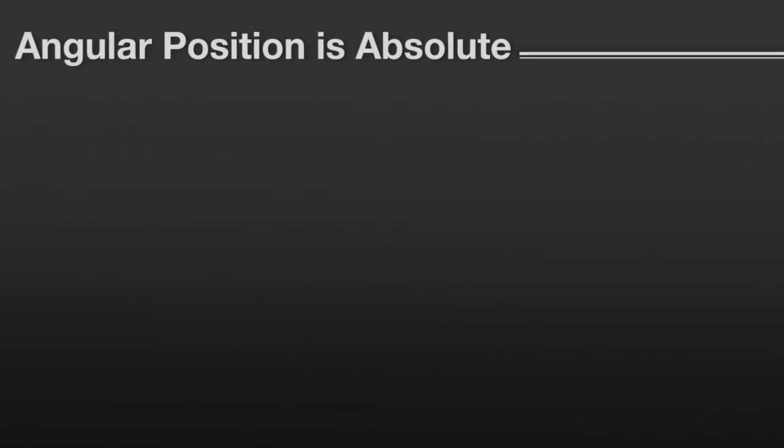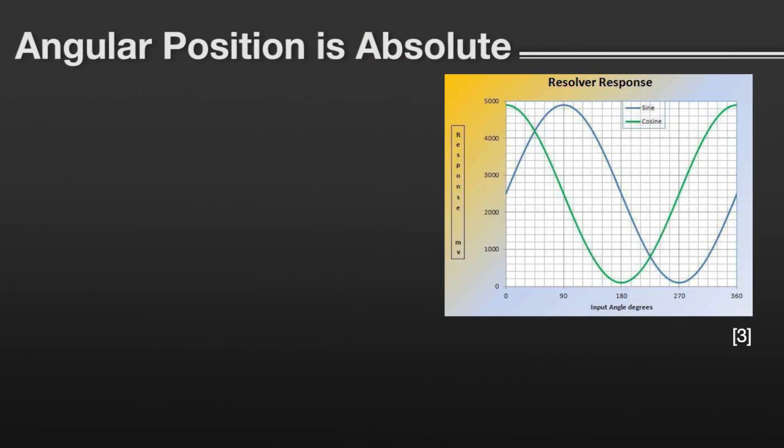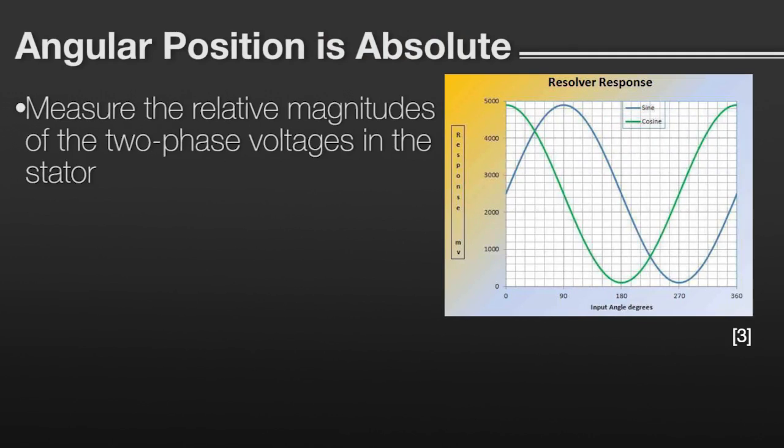And now for an even trickier part. The resolver is an analog device. We need a way to measure and digitize the relative magnitudes of the two-phase stator voltages so that we can back out the rotor angle. The relative magnitude of the voltages is the sine of the rotor angle theta divided by the cosine of the rotor angle theta. This ratio is tangent theta, and the angle theta is calculated by taking the arctangent.